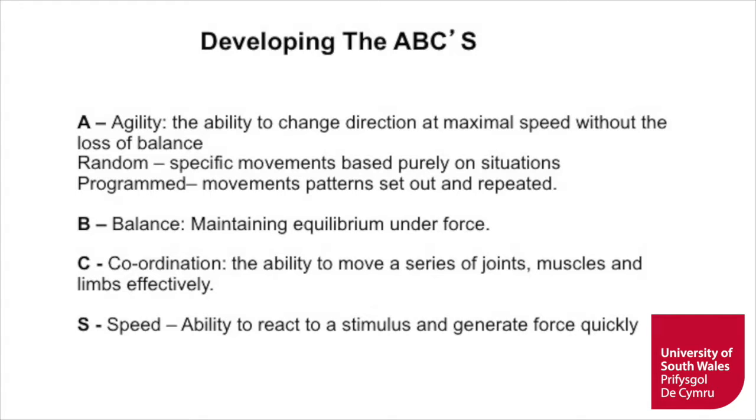Hopefully, on completing the task of selecting the priority areas that fall within the physical corner when working with young players, you've identified the following 4 areas: agility, balance, coordination and speed, which are also known as the ABCs. With agility being the ability to change direction at maximal speed without the loss of balance.